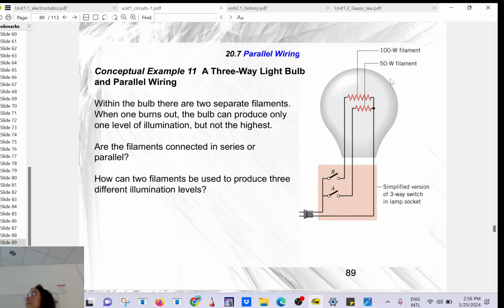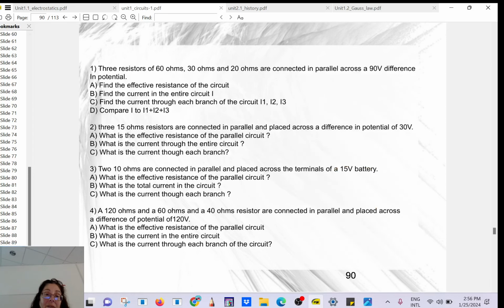Is that clear? But if you put them in series, the one with the largest resistance, the 50 watt, will steal everything. Okay, so it will steal all the voltage. So it will be the brightest, which we don't want. So that's why we have circuits in parallel and not in series. Okay? Any question?